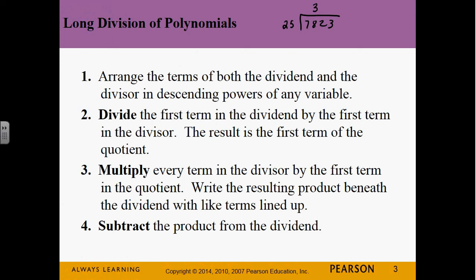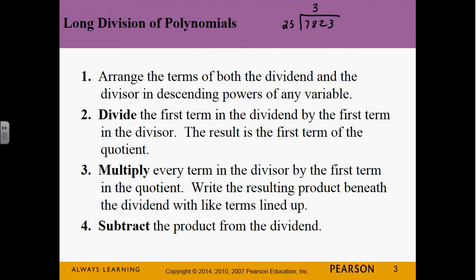We're going to do the same thing when we do polynomial long division. We're going to say, how many times will x go into x squared? And that's x times, because x squared divided by x is x. So now what's the next step of long division? We multiply 3 times 25, right? So we're going to multiply our quotient by our terms in our divisor.